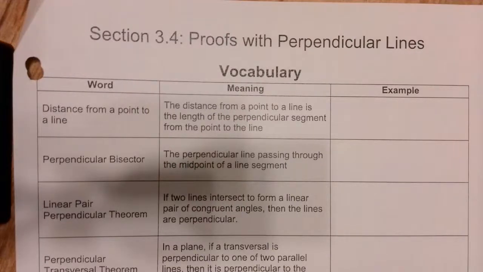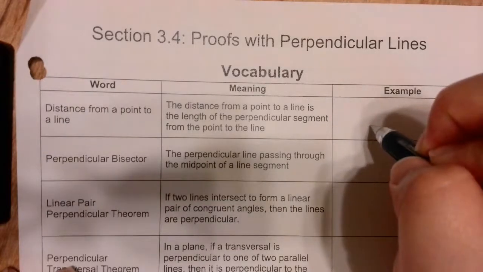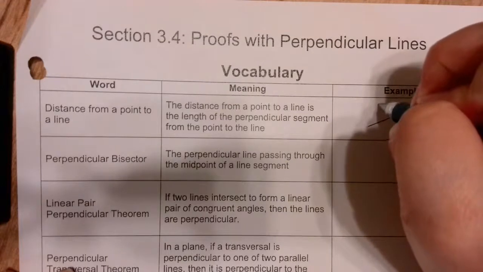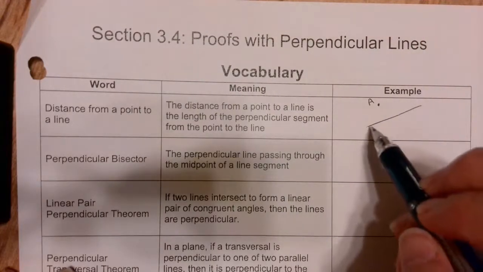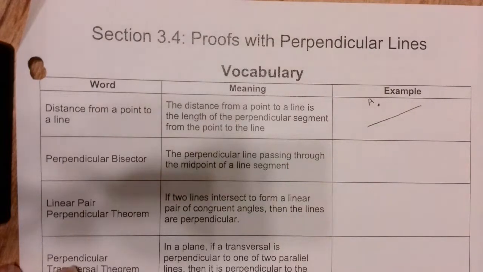Section 3.4, proofs with perpendicular lines. So the first thing here we need to know is the distance from a point to a line. If you have a line here and you have a point, maybe point A, and we are trying to measure the shortest path from A to the line.